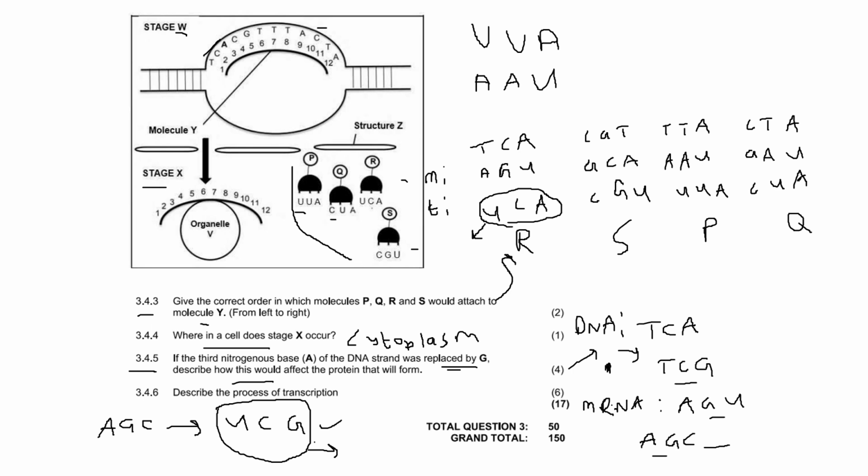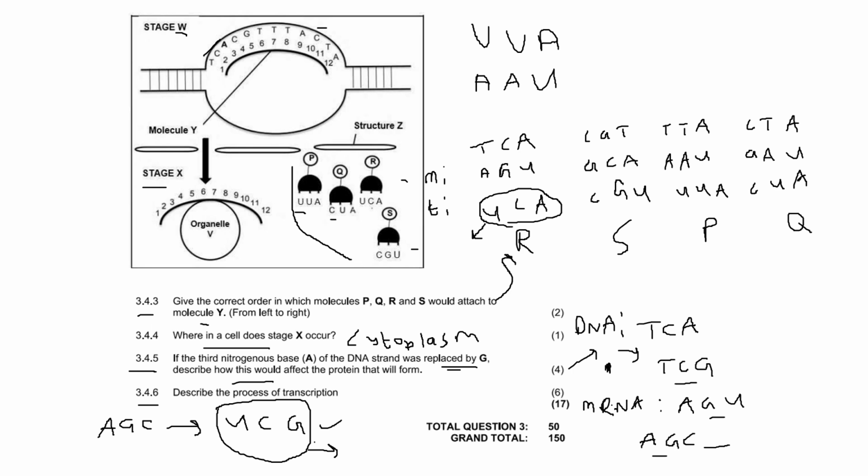Sharp. So 3.4.6, describe the process of transcription. Okay, I'm going to go through this quickly with this one. During transcription, we have a normal DNA strand at the beginning. The DNA strand will then unwind. Once the DNA strand unwinds, it will unzip, meaning we'll have 2 different strands.